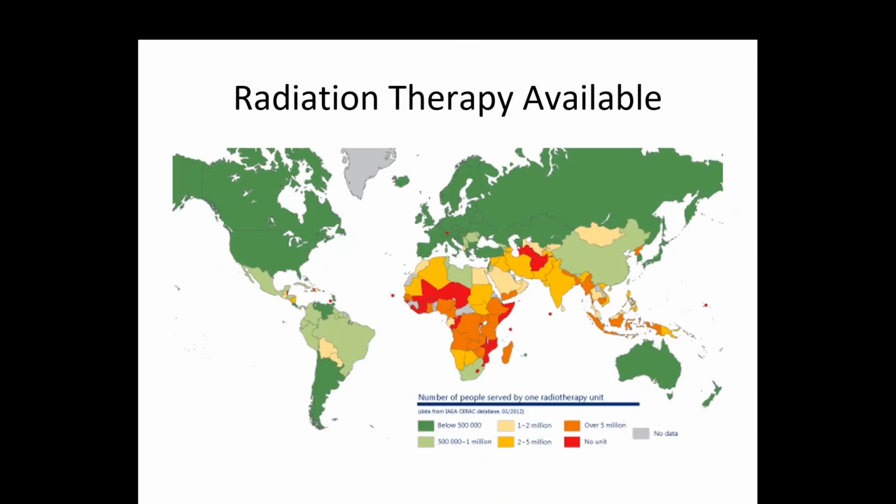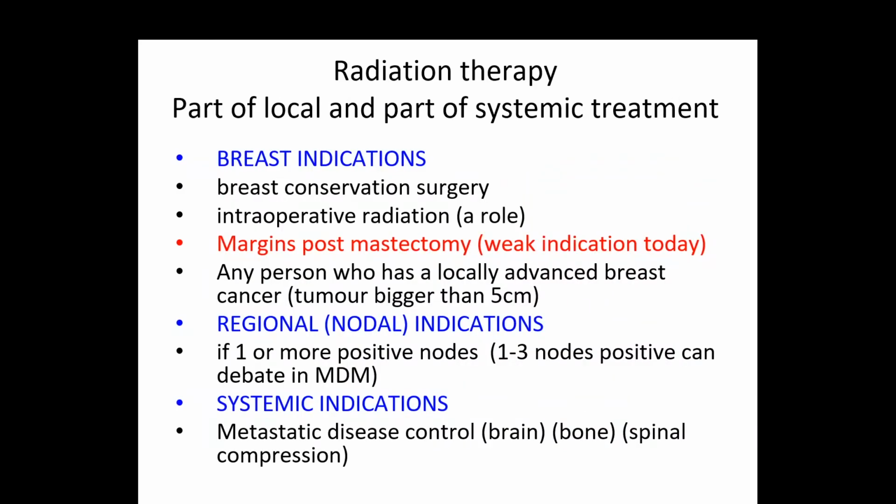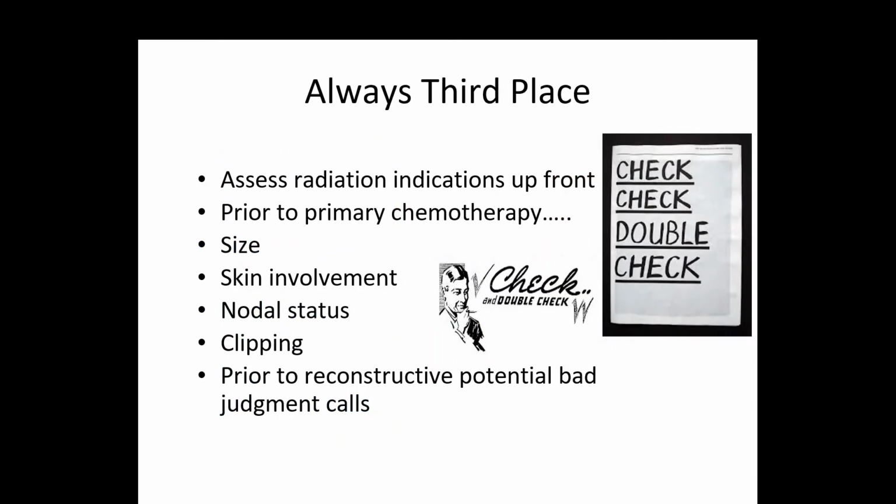I have a big concern with the lack of availability of radiation therapy, as this map shows, and radiation therapy is integral today in local and systemic therapy. More people should be getting breast conservation radiation. There's a role of IORT. To radiate for margins is a weak indicator, and I think that should be taken out. We're seeing lots of locally advanced, and patients with any regional nodes need radiation anyway. So to turn around and say node positive disease, do a mastectomy is counterintuitive.